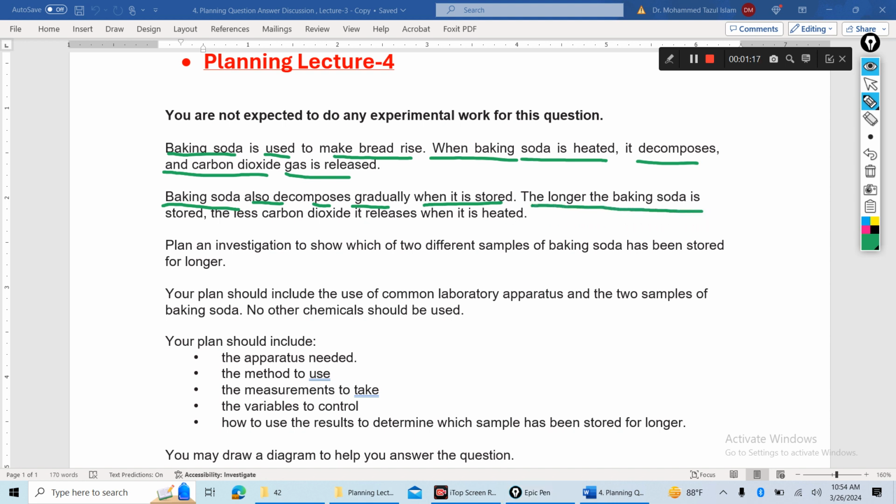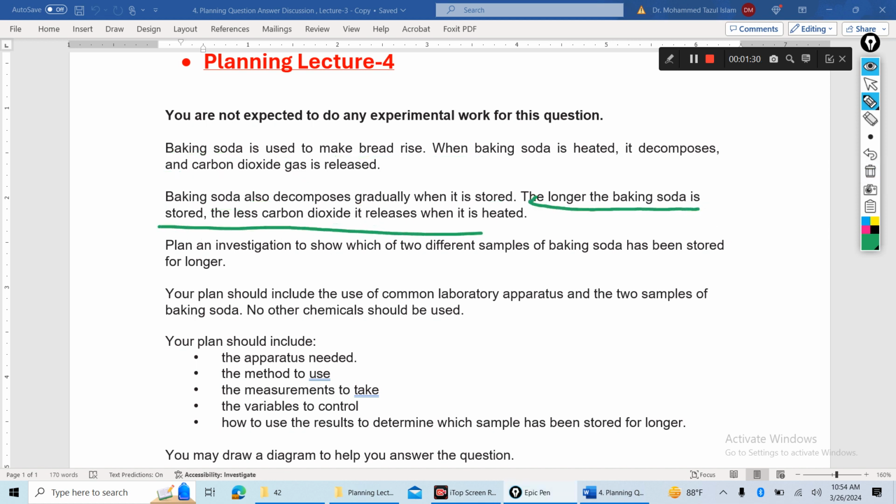The longer the baking soda is stored, the less carbon dioxide is released when it is heated. This point is important. I mean, if you store it for a long time, it will release less carbon dioxide. If you store it for less time, it will release more carbon dioxide. This point is clear, I think, to you.